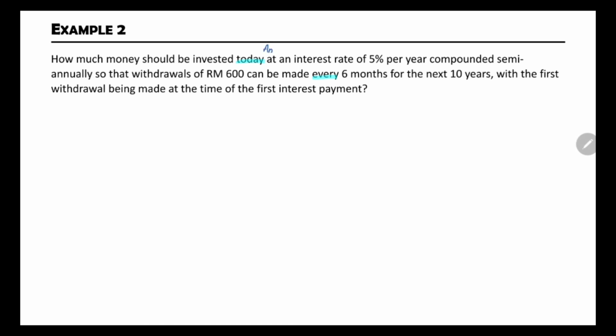We're looking for the amount today, not in the future. At an interest rate of 5%, this is j per year compounded semi-annually, so m equals 2. Withdrawals of 600 mean this is R. For the next 10 years, t equals 10, with the first withdrawal being made at the time of the first interest payment. So R is 600 every 6 months for the next 10 years, with j equal to 0.05 and m equal to 2.